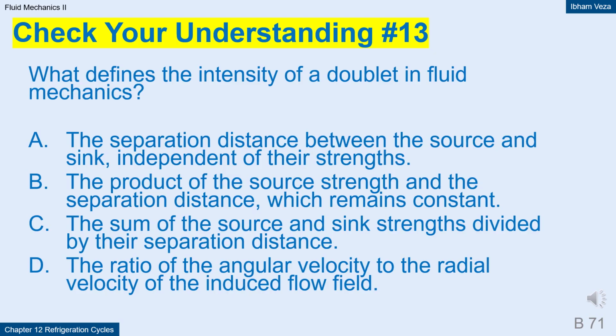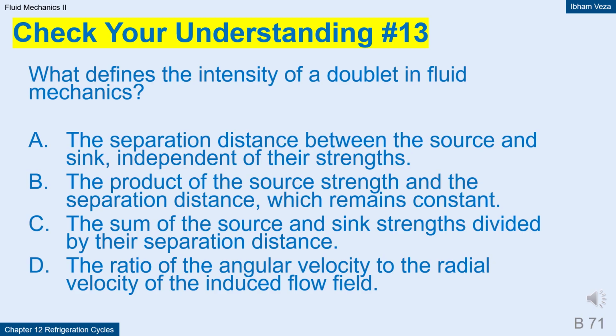Check your understanding number 13. What defines the intensity of a doublet in fluid mechanics? B. The product of the source strength and the separation distance, which remains constant.